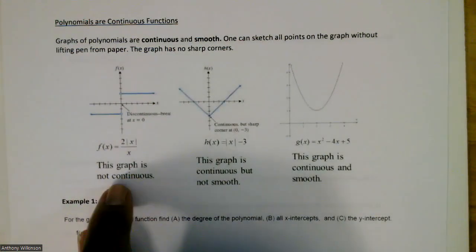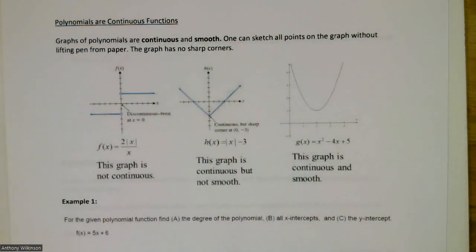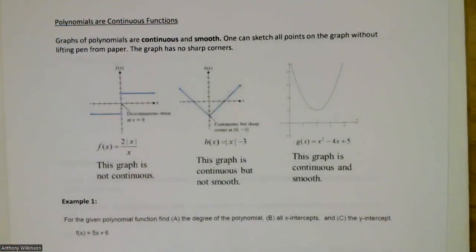Here's some examples here. This one that you see here is not continuous because there is a break in the graph at x is equal to 0. And this graph in the middle is continuous, but it's not smooth. The reason why it's not smooth is because you got that sharp corner at the point 0, -3. So this would not classify as a polynomial function.